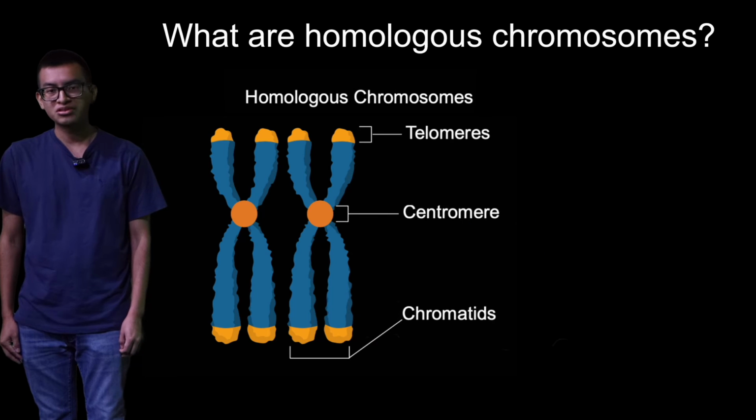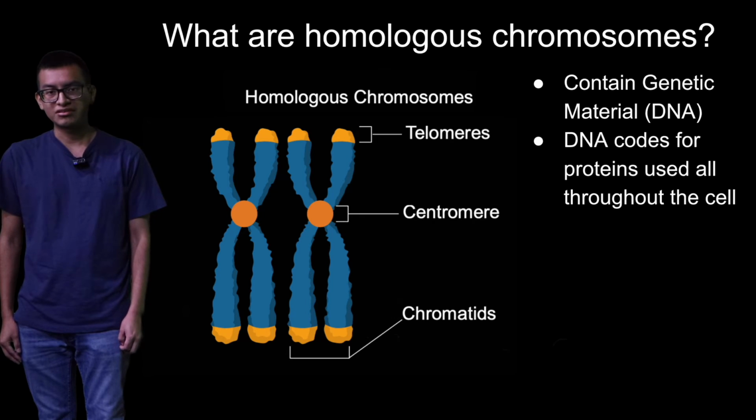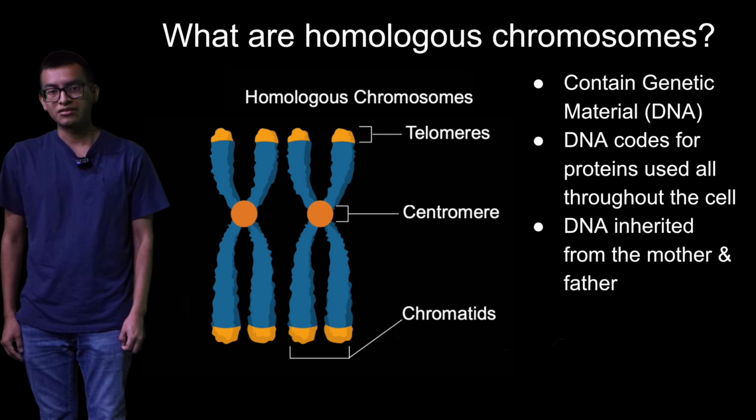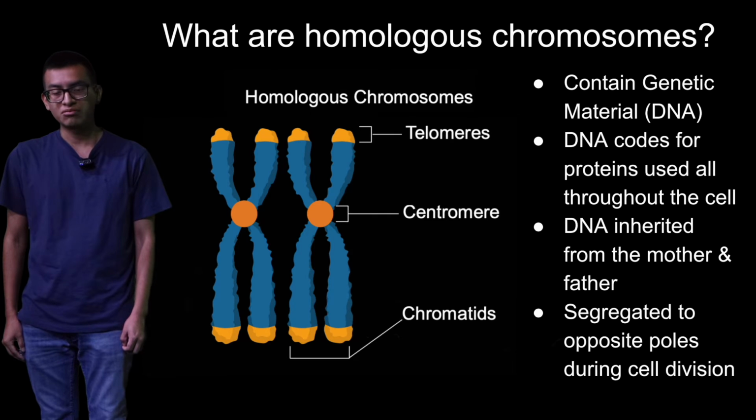What are homologous chromosomes? First off, I want to talk about what chromosomes are. Chromosomes are structures that contain genetic material such as DNA. This DNA is then processed throughout the cell. Homologous chromosomes are a pair of chromosomes that have genetic material from the father, paternally derived, and from the mother, maternally derived. And as we see here in the figures, we see a centromere on the homologous chromosomes.